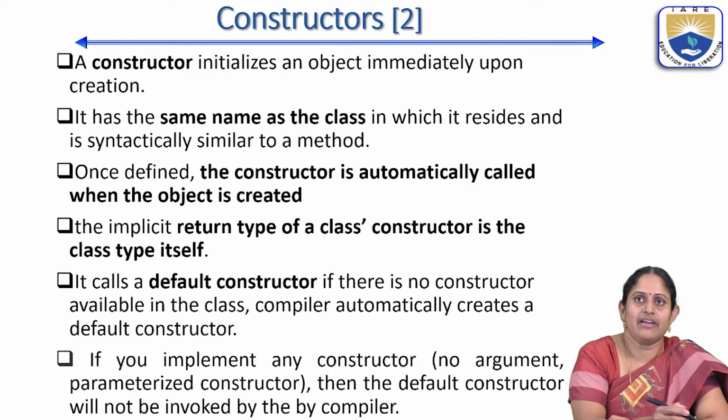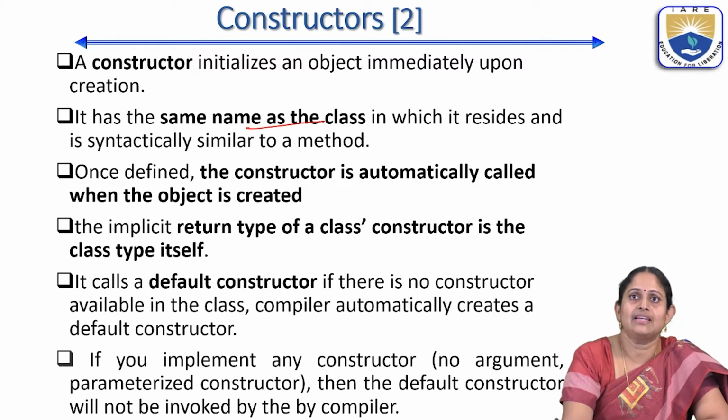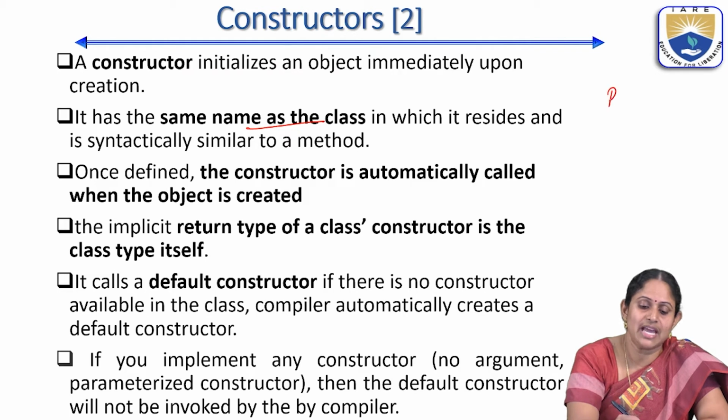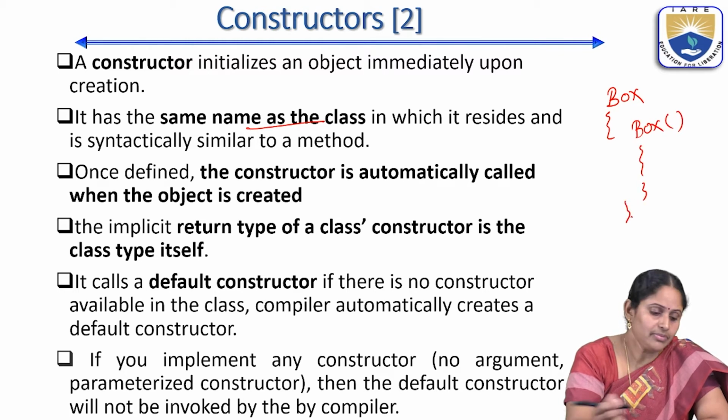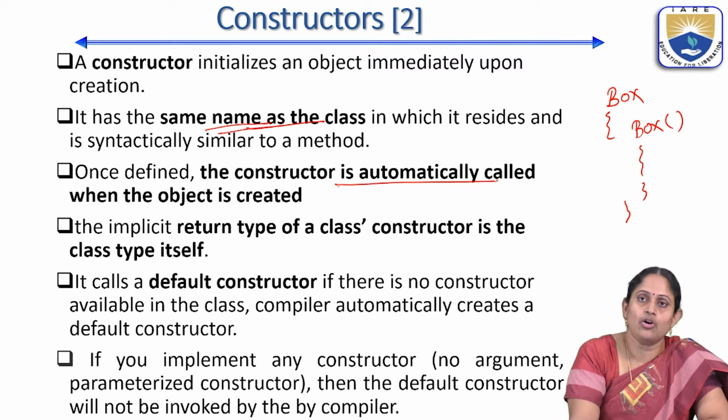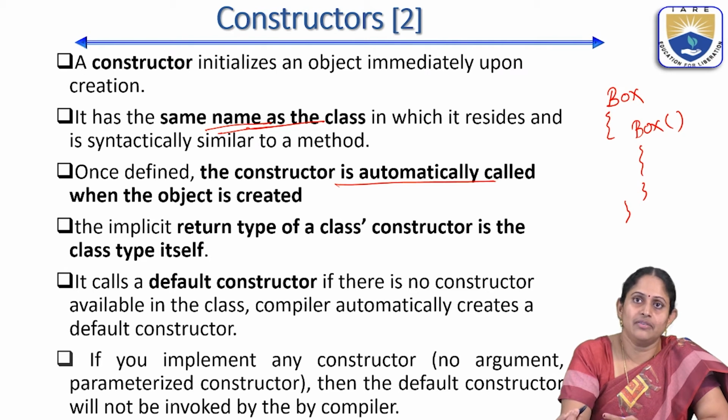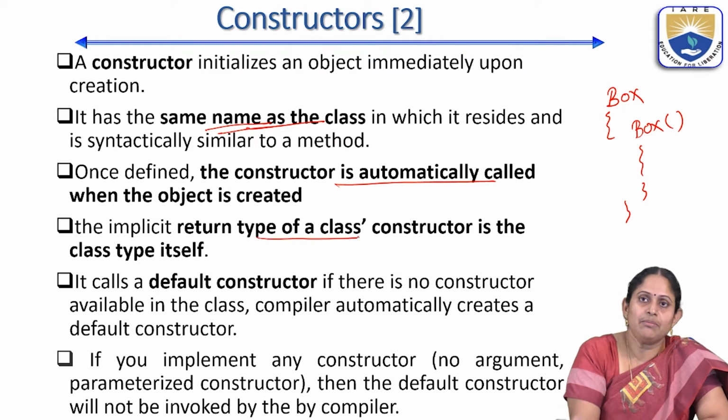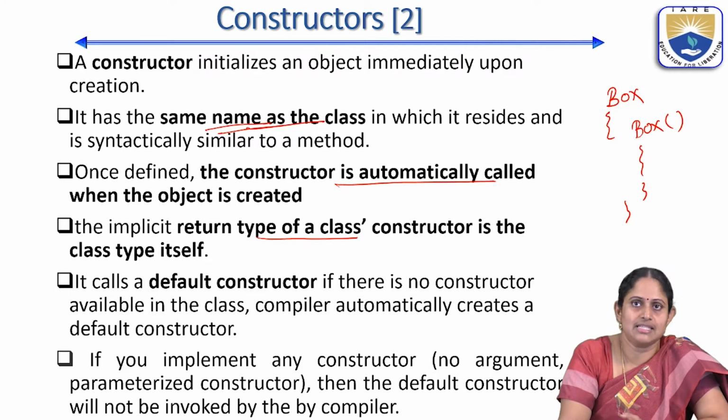This constructor will have the same name as that of the class, and it resides in that same class. In the previous case, we had a class named box, so the constructor of that class also will be box. It should always have the same name as that of the class, and that constructor will be called automatically whenever that object is created. And the implicit return type of the constructor is the class itself.